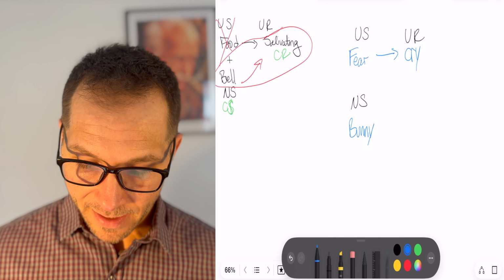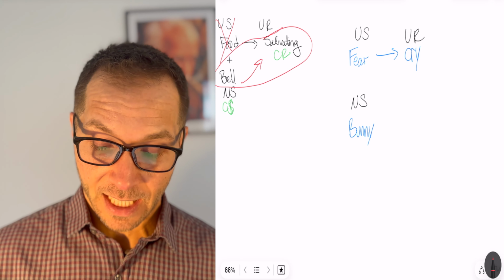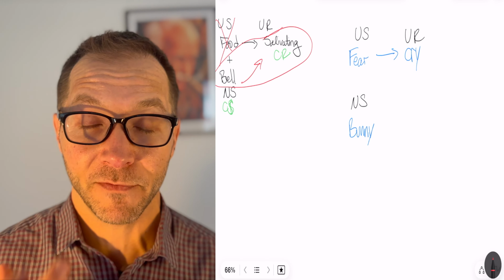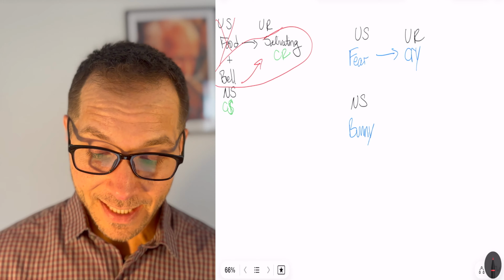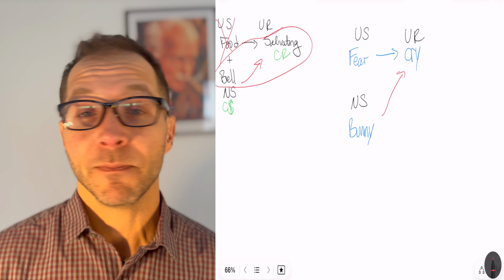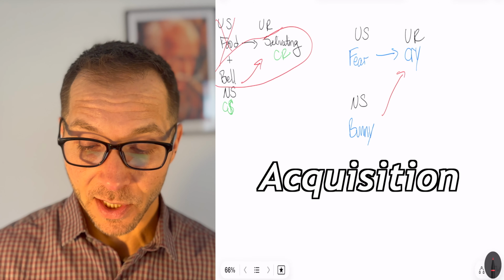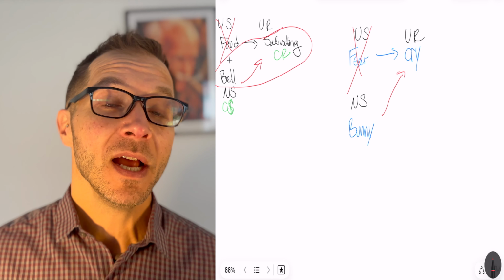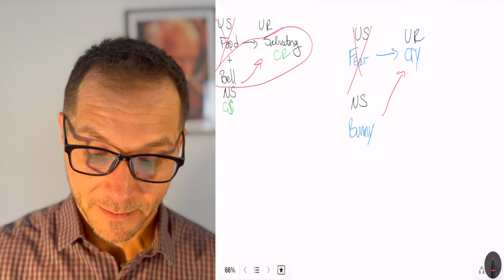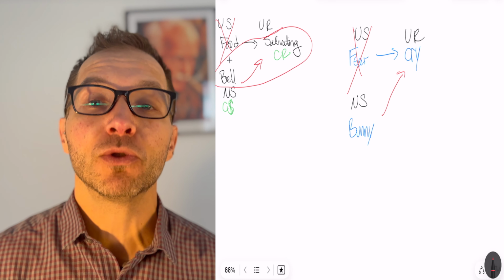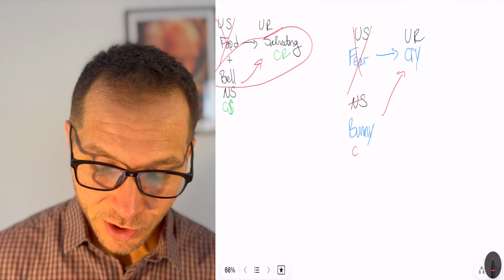Now, eventually, he had paired the bunny with the very loud sound so many times that the bunny eventually just made the baby cry. At that moment, that's called acquisition, because he did not have to make the sound anymore. The bunny was now making the baby cry. This is no longer a neutral stimulus. This becomes my conditioned stimulus.